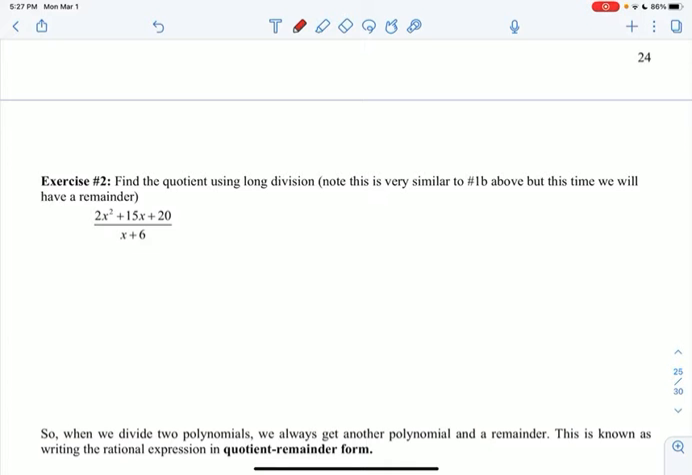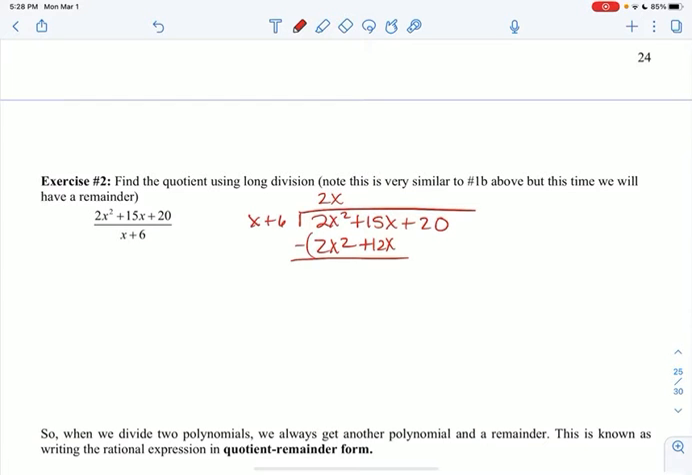So I'm going to take that x plus 6, and it's going to go into 2x squared plus 15x plus 20. So x goes into 2x squared, 2x times. x times 2x is 2x squared. 6 times 2x is 12x. I'm subtracting that. So these cancel. 15x minus 12x is 3x. Bring down the 20.